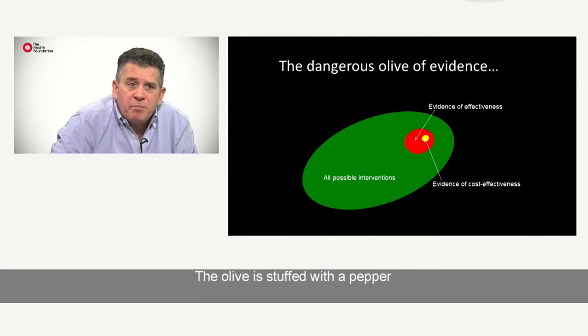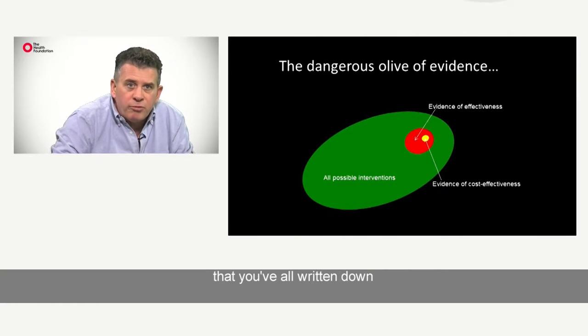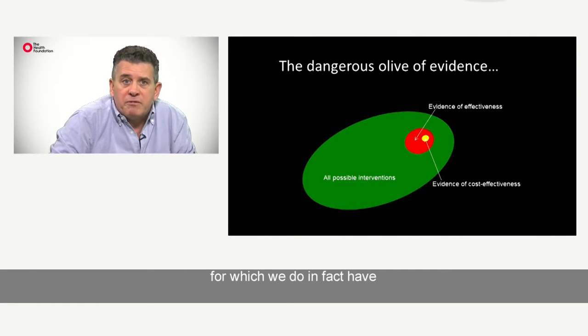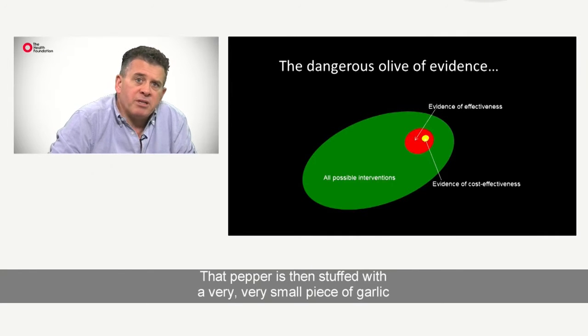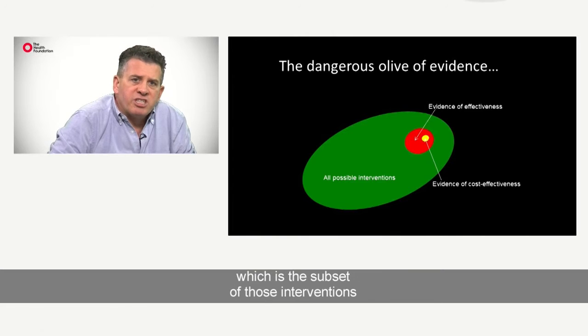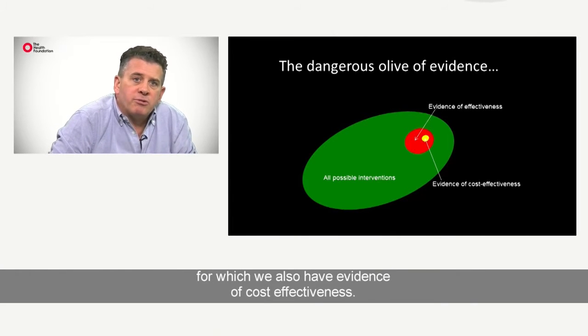The olive is stuffed with a pepper, and the pepper contains the subset of those interventions that you've all written down, for which we do in fact have some pretty robust evidence that they work. That pepper is then stuffed with a very, very small piece of garlic, which is the subset of those interventions for which we have evidence of effectiveness, for which we also have evidence of cost effectiveness.